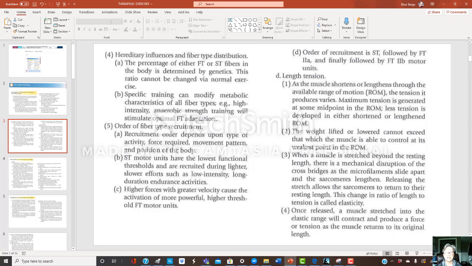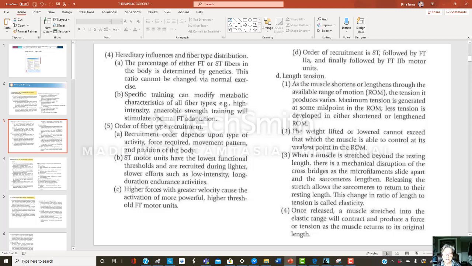Order of fiber type recruitment. Recruitment order depends upon the type of activity, force required, movement pattern, and position of the body. Slow twitch motor units have the lowest functional thresholds and are recruited during lighter, slower efforts such as low intensity, long duration endurance activities.